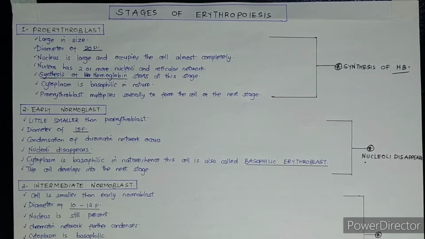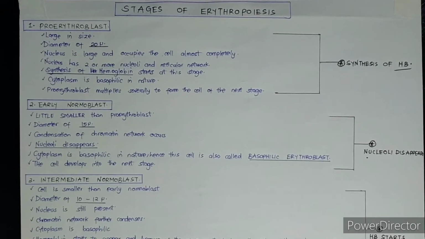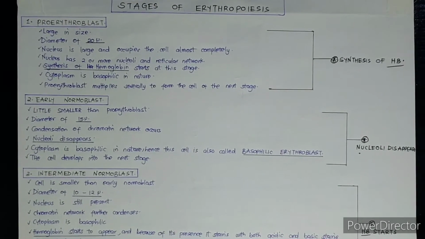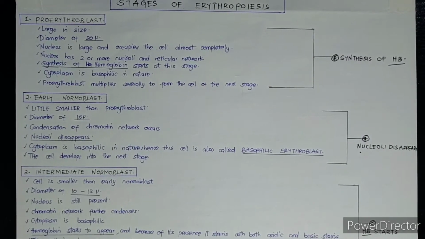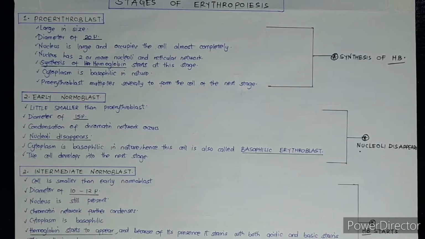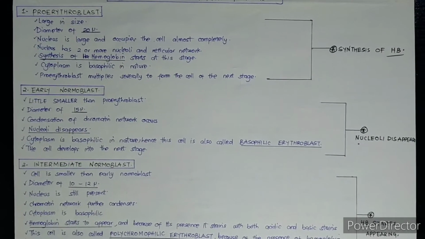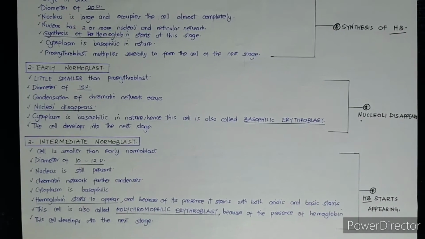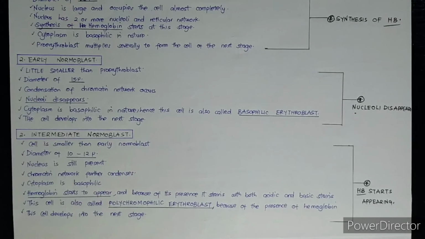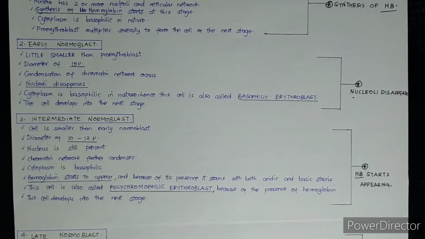The second stage is the early normoblast. The cell in this stage is a little smaller than the first stage, with a diameter of 15 microns. Condensation of chromatin network occurs and the nucleoli disappear. The cytoplasm is basophilic in nature, hence this cell is also called basophilic erythroblast. This cell develops into the next stage. Important event in this stage is the nucleoli disappearance.